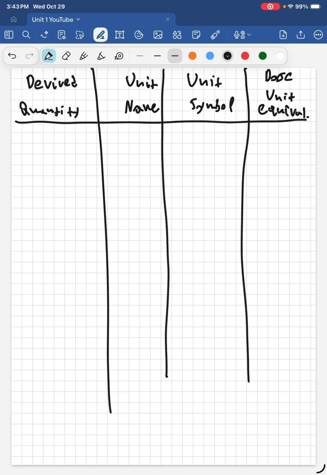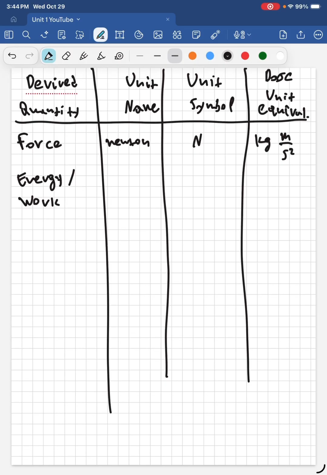So force is the first one that we already discussed. The unit name is Newton for Isaac Newton. The symbol is N, and the equivalent base quantities are kilograms times meters over second squared. The second one, which is also maybe equally popular, is energy or work. By the way, work and energy are the same thing. They express energy used in a process, or an energy that a moving object possesses, and so on.